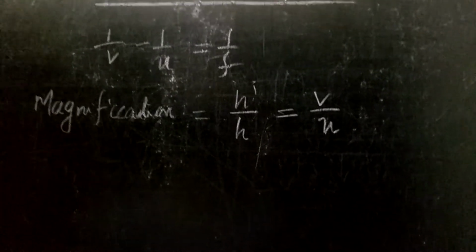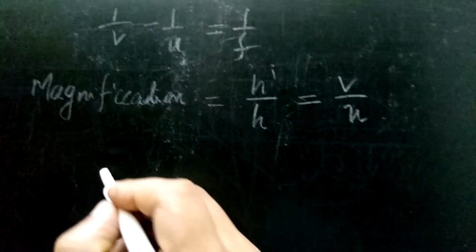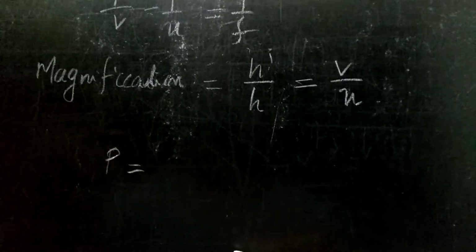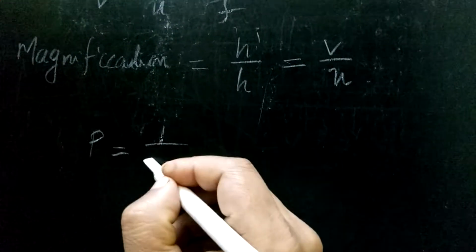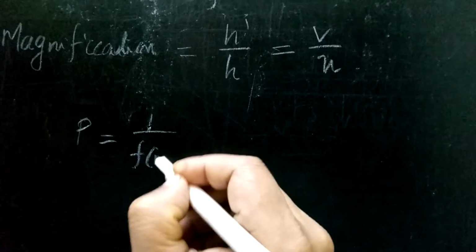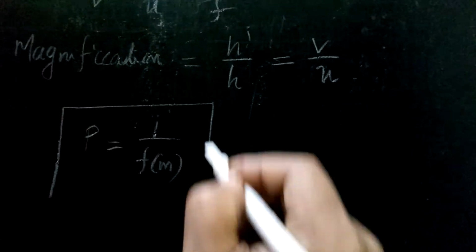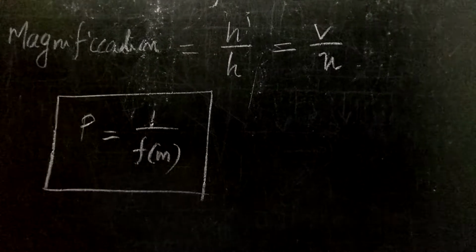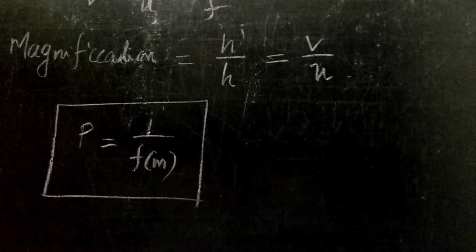Okay, now power of the lens. Power of the lens means it is the reciprocal of focal length in meter. So that is P is equal to 1 by F in meter. Okay, this is the formula. P is equal to 1 by F in meter. That means reciprocal of focal length in meter.